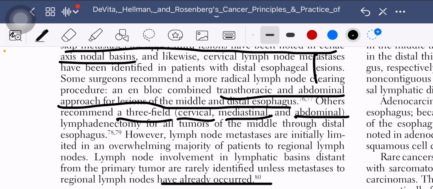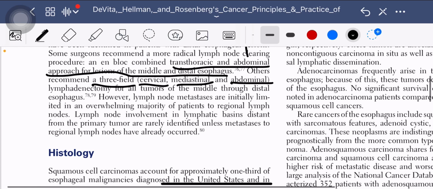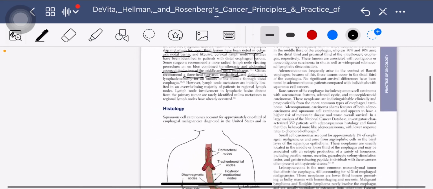However, lymph node metastases are initially limited, in an overwhelming majority of patients, to regional lymph nodes. Lymph node involvement in lymphatic basins distant from the primary tumor is rarely identified unless metastasis to the regional lymph nodes has already occurred.